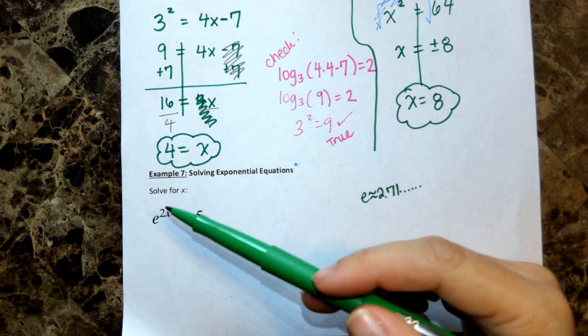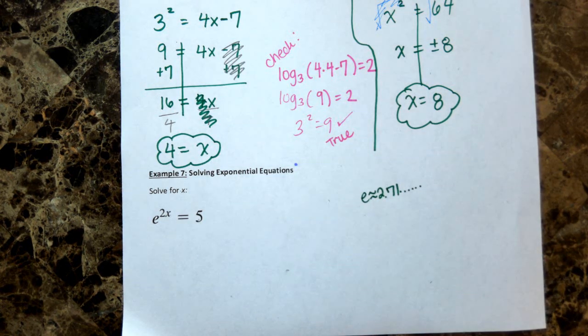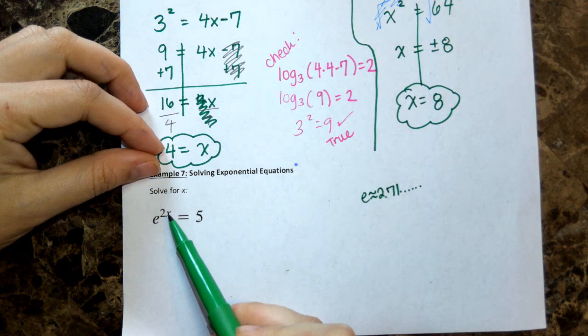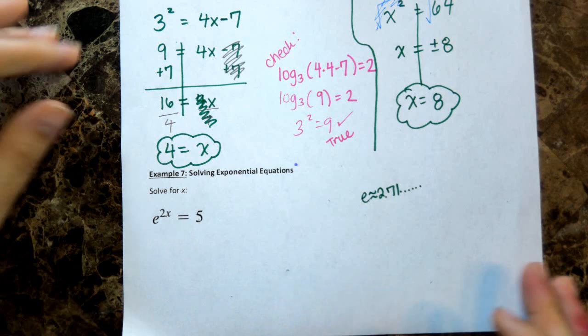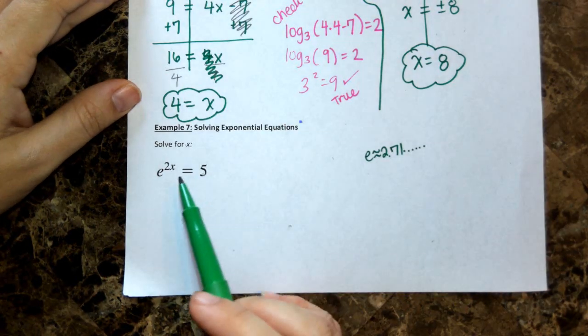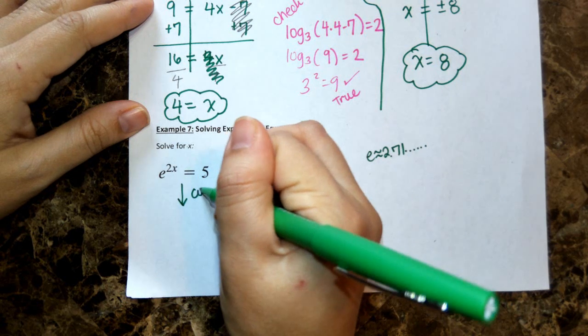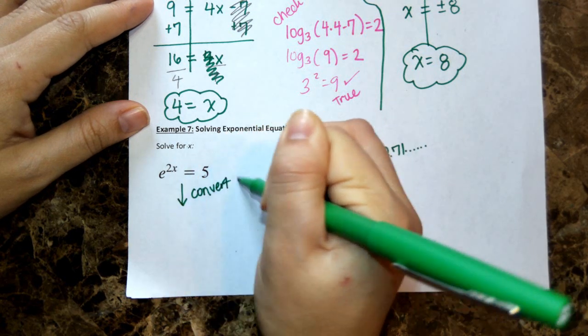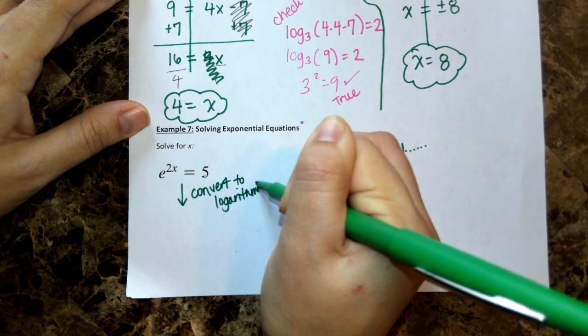e raised to the 2 times some number equals 5. Now, that really isn't useful to us in that form. I can't even get x by itself because there's this e and this 2 that we don't really know how to get rid of. But when something's not useful to you in exponential form, what we can do is see if we can convert it to logarithmic form and see if it's easier to solve.